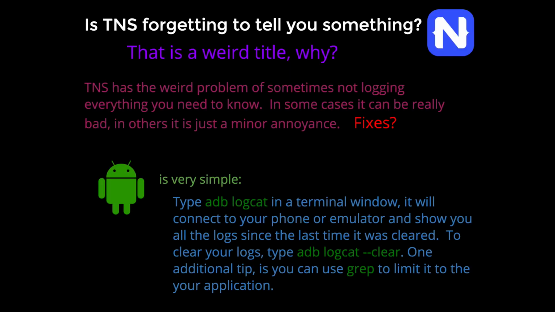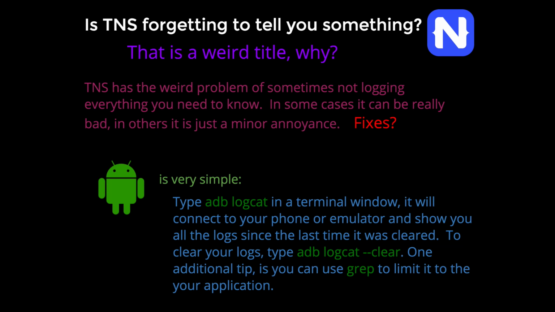Is TNS forgetting to tell you something? Why do I say it that way? Because unfortunately, TNS has a bad habit of not reporting all of your logging. This issue mainly occurs on iOS, but can occur on Android also. If you find you're missing logging, or if you're finding that your application seems to be crashing but you're not getting the logging out, then there's a couple ways to get this logging out.